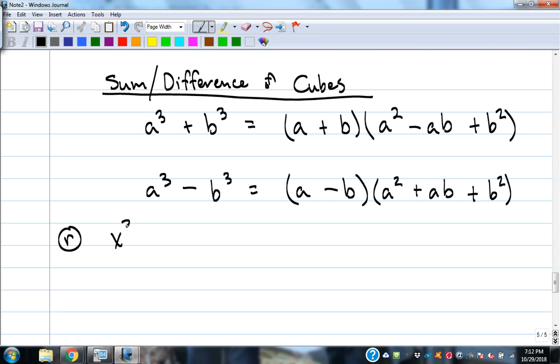So if we had x cubed minus 8, I know it's not a difference of squares because that's a cubed. So I know it can't be something squared if it's a cubed, right? So the first piece is easy. That's x. What cubed, or what to the third power, gets me 8? 2. 2 times 2 times 2 is 8.